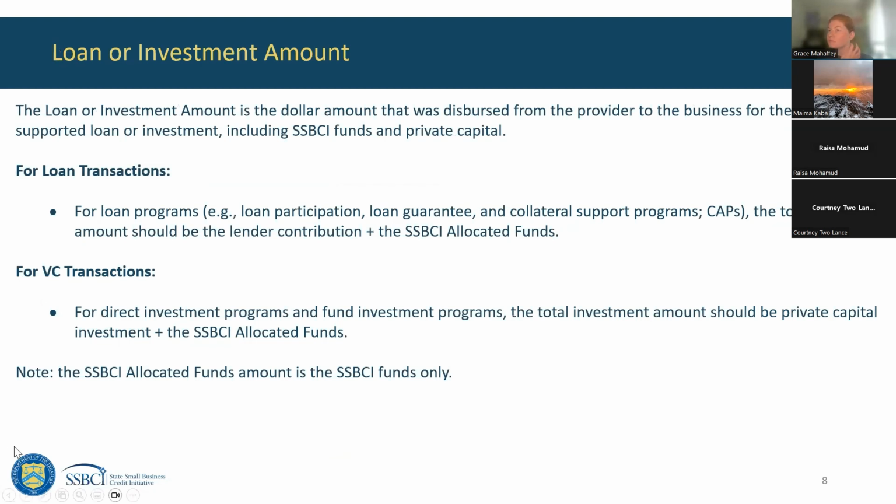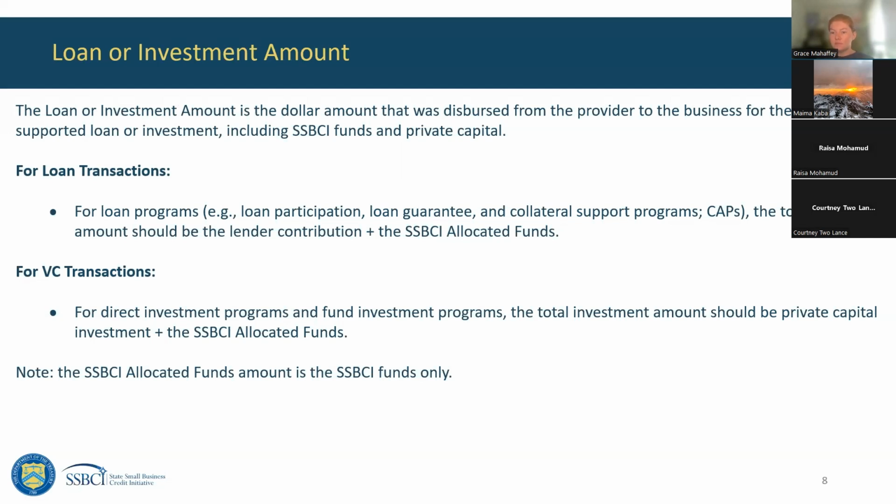Okay, this one may seem a little straightforward, but we do want to clarify here. For loan transactions, when you're inputting the loan or investment amount, the total loan amount should be the lender contribution plus SSBCI allocated funds. So those are the only two that should be input under loan or investment amount.